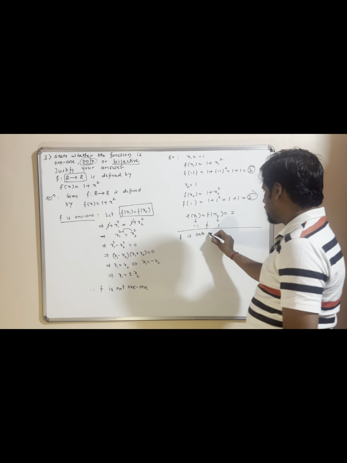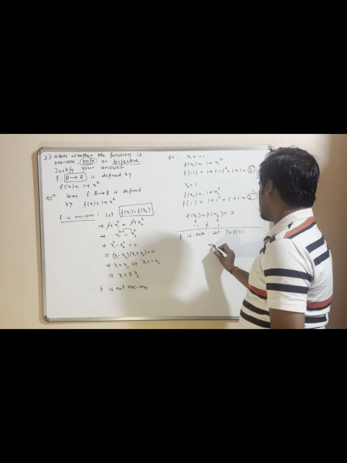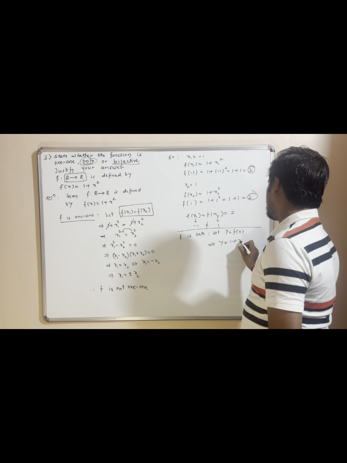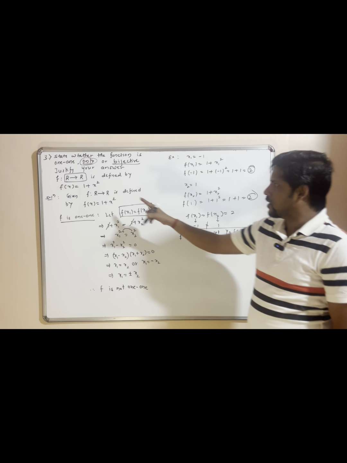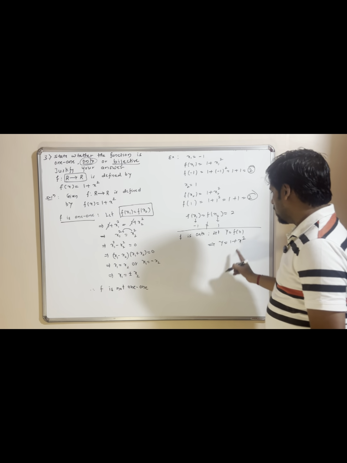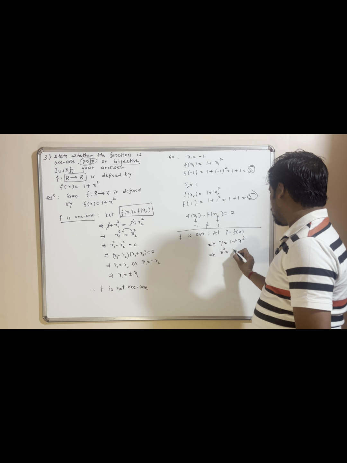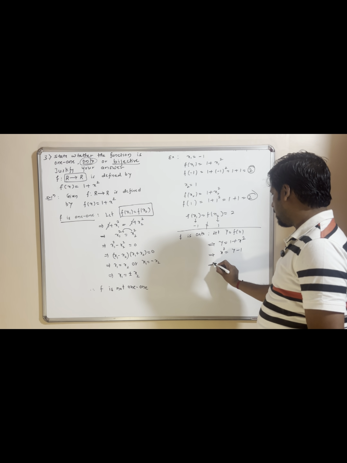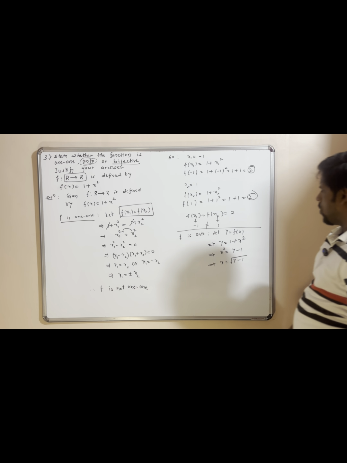What is the definition of f is onto? We have to consider let y is equal to f of x. Then y is equal to 1 plus x square, because f of x is given, that is 1 plus x square. Right? So solve for x. We get x square is equal to y minus 1. Then x is equal to square root of y minus 1.